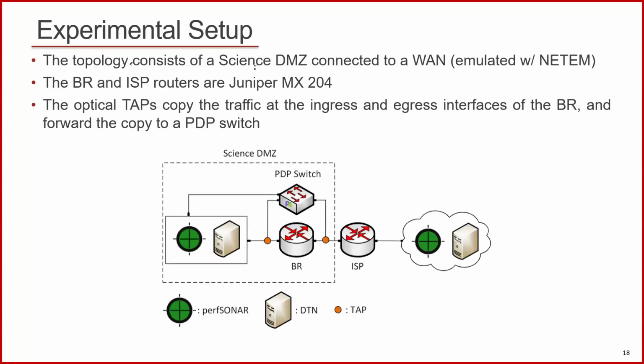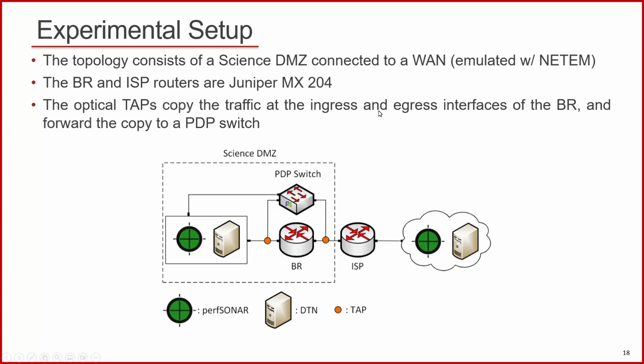So now the experimental setup. We have two different experimental setups. The first one is used to evaluate the adaptive model, and the other one is used to evaluate the per flow monitoring capabilities of the system. To evaluate the adaptive model, we build this topology. It consists of two Juniper routers, the border router and the ISP router. They are Juniper MX204.